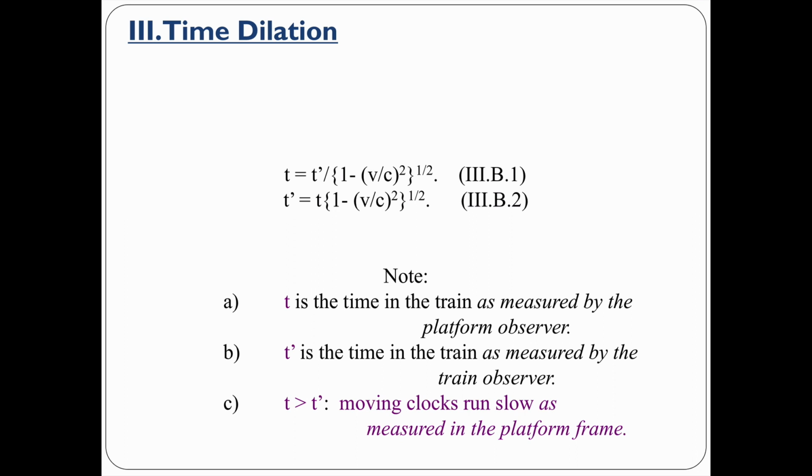And because gamma is always greater than 1, T is always greater than T prime. That is, moving clocks run slow as measured from outside. Now the question you're going to ask, I can hear it already, is who is right? And the answer is, just as in the case of Galilean transforms, they're both right. And in order to reconcile the differences of their observations, you need to use the Lorentz transformation. And the version of Lorentz transformation is this time dilation effect that I've written up here in equations B.1 and B.2.